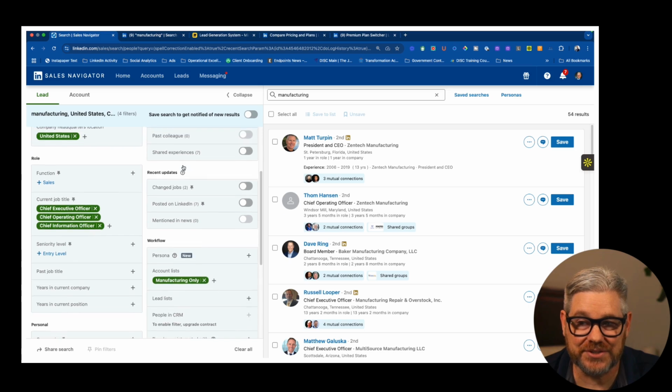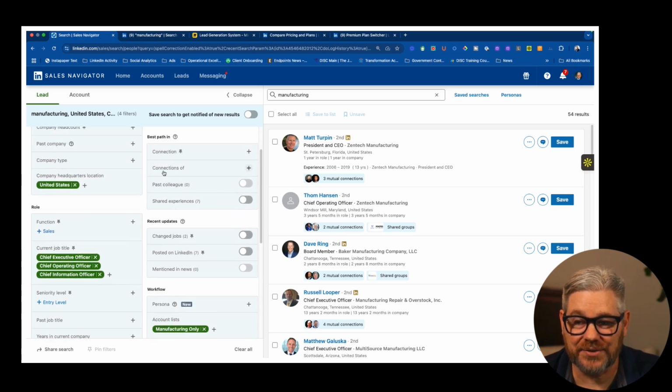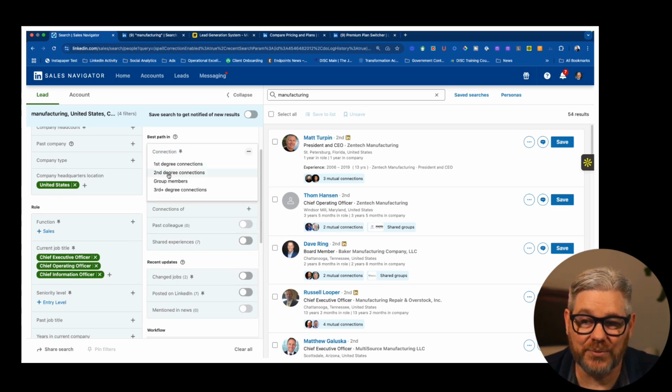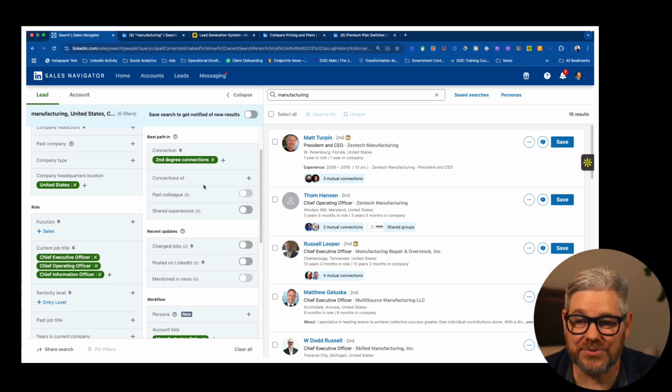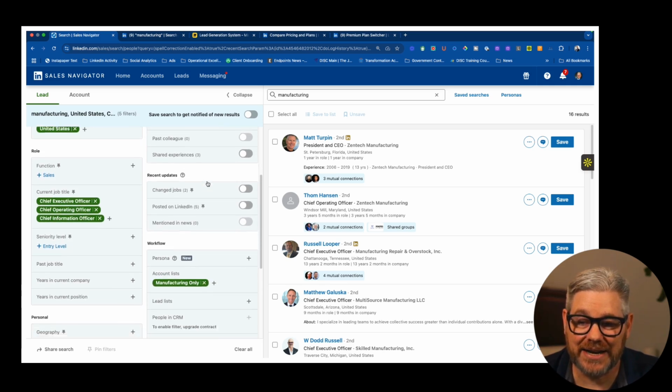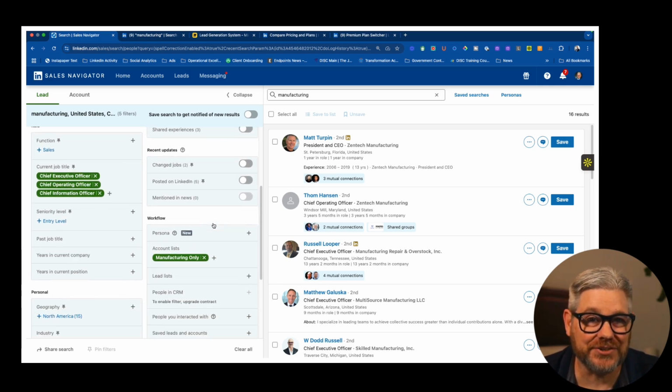And so I'm not going to touch geography anymore. It should already be taken care of. With connections, though, I would want to only focus on second degree connections, because third degree connections are individuals that don't have somebody else sitting in between us, right? So I want to only come back to this list of second degree connections. And let's see how many come up now. It's 16. There's 16 individuals that I can reach out to right now that are in this manufacturing only list.